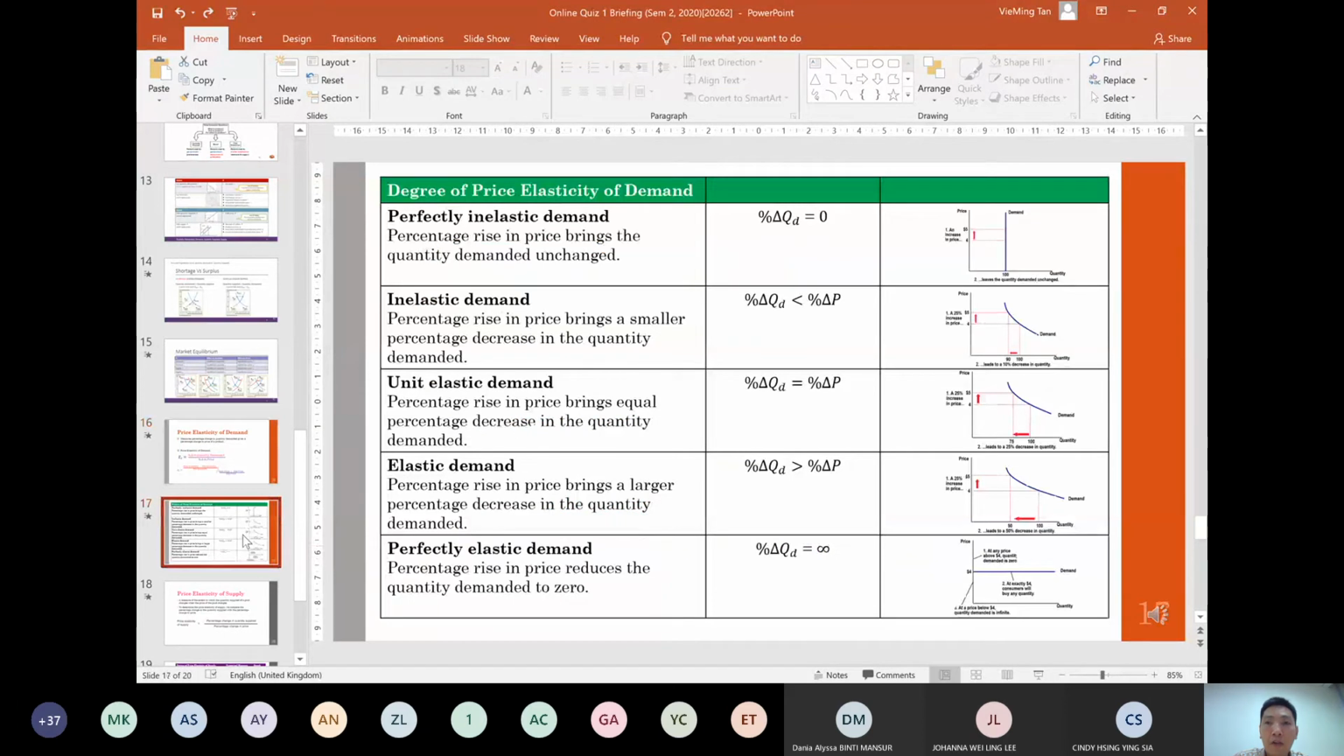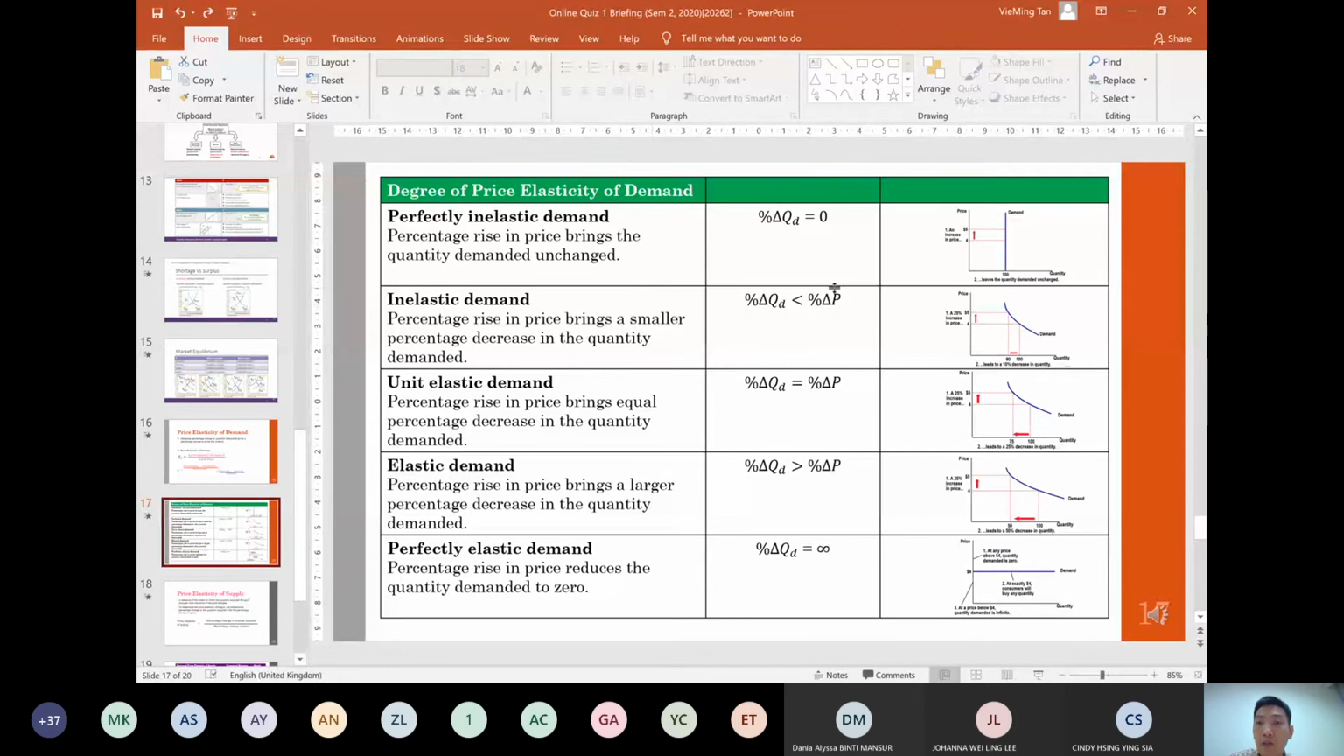Okay. Then for the next section of this chapter, you also have to know how to identify whether the product is perfectly inelastic, unitary elastic, elastic, or perfectly elastic. You have to use the figure that you have calculated from the formula to identify whether the product is inelastic or elastic.